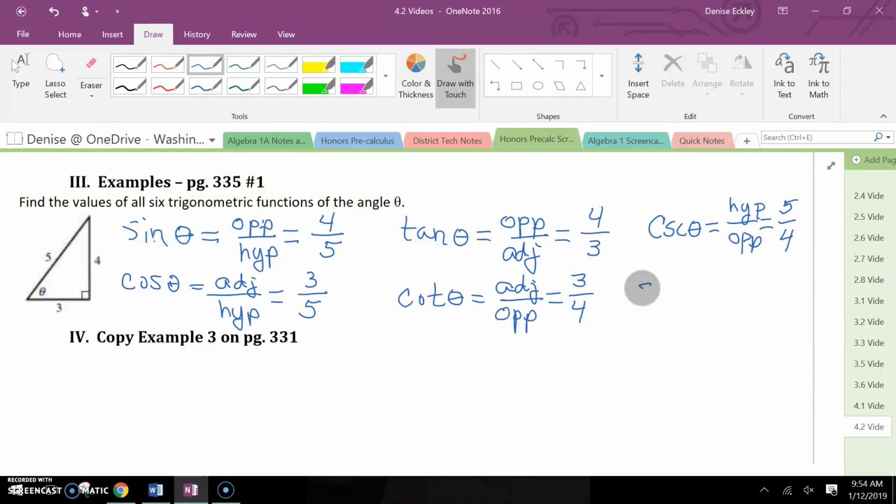And then finally we have secant of theta, which is defined as the hypotenuse over the adjacent side, which is also the reciprocal of cosine, and that value is 5 over 3. So now we have the 6 trig functions of the angle theta.